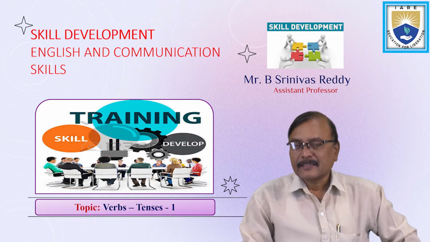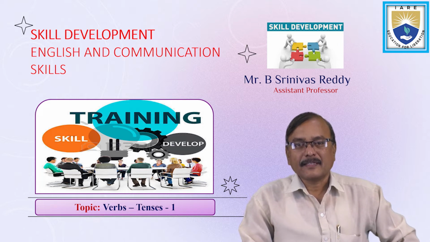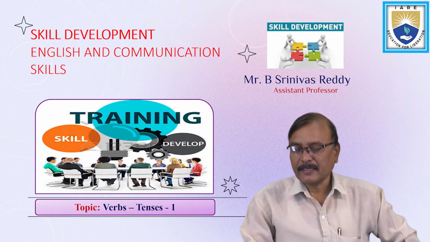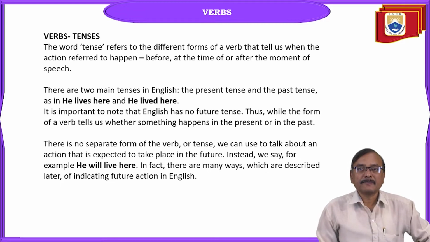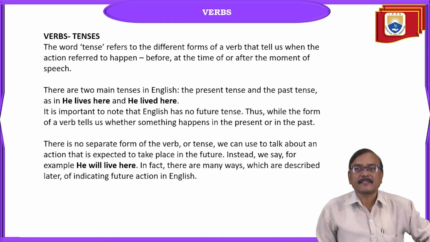Let us see here the importance of verbs within a sentence in English grammar. The word tense refers to the different forms of a verb that tell us when the action referred to happened: before, at the time of, or after the moment of speech. There are two main tenses in English, the present tense and the past tense.